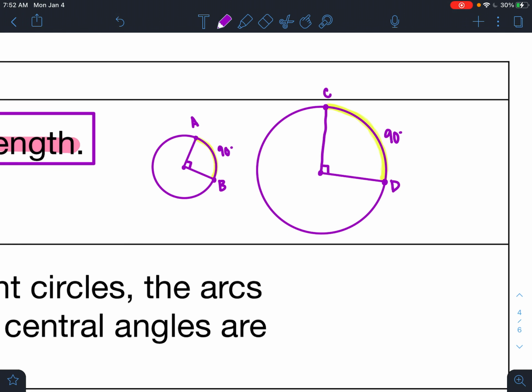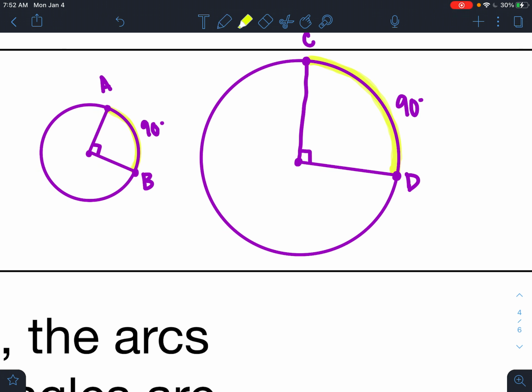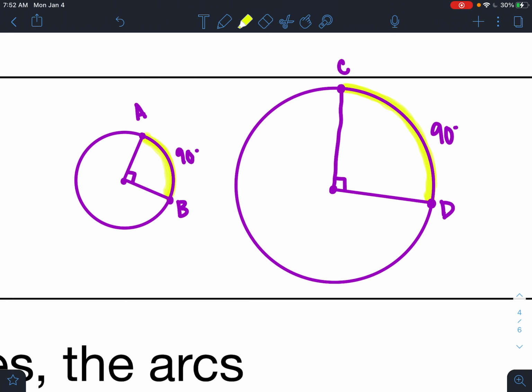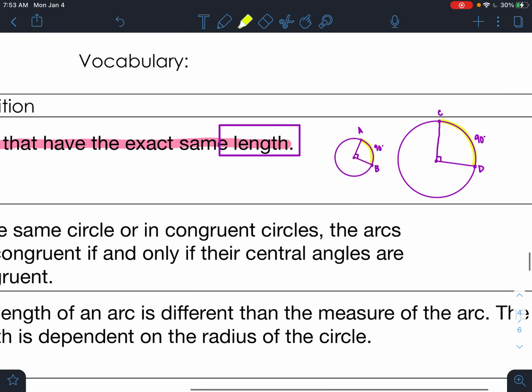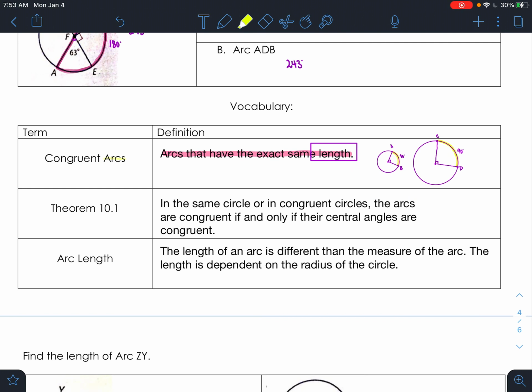But what I'm talking about is the length of it. If you look at the space that's being devoted to that arc versus the space that's being devoted to that arc, the lengths are different. The measures can be the same, but the lengths of those arcs are different. So the length of the arc is dependent on how big the circle is, and the size of the circle is dependent on the radius. So in this case, arcs are congruent if they have the same length, not if they have the same measure.